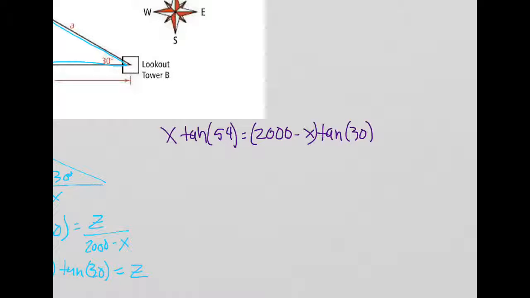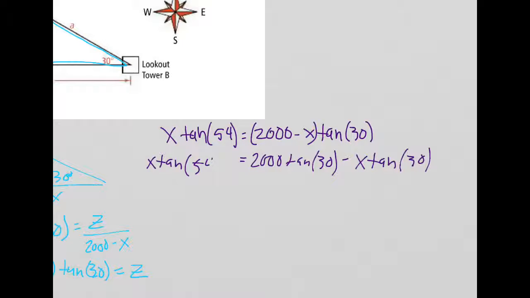So now what do we want to do? We want to get X by itself. On the right side here, we need to distribute that tangent of 30 into that 2,000 minus X. And so I'll get 2,000 times the tangent of 30 minus X times the tangent of 30, and that is equal to X times the tangent of 54. We want to combine like terms, so let's move that X tan 30 to the left side of the equation by adding it.